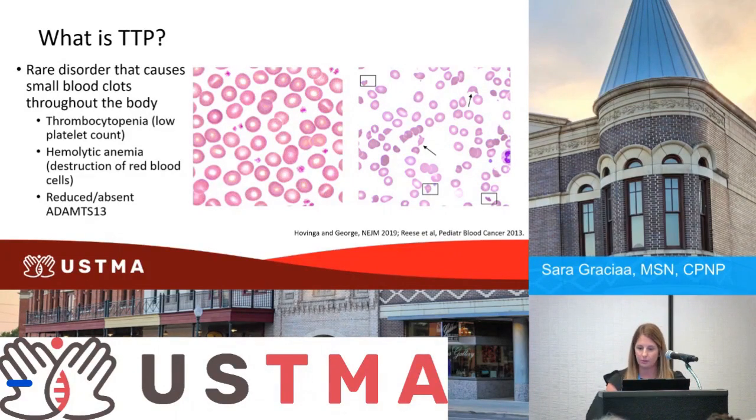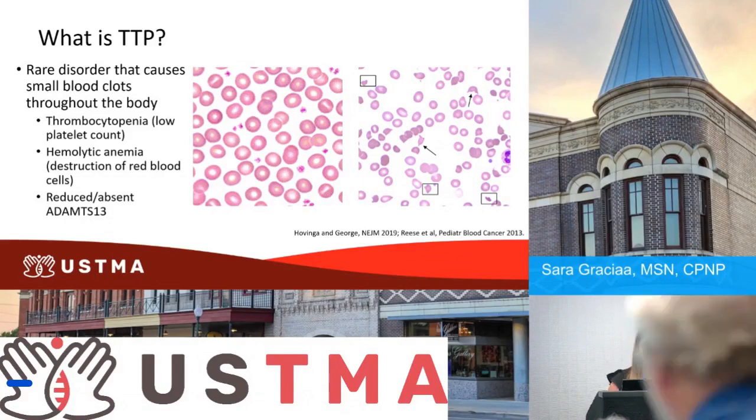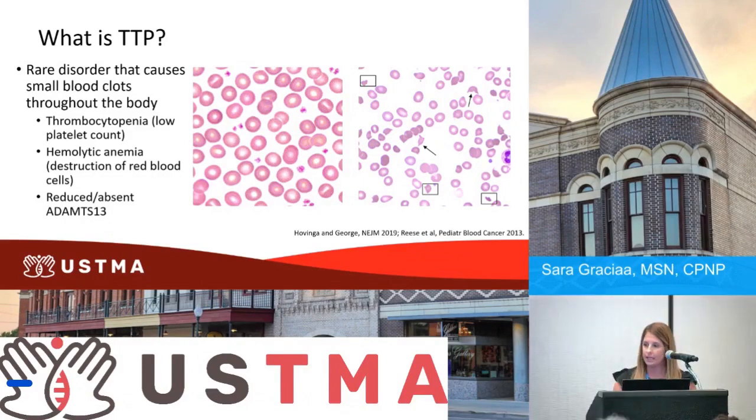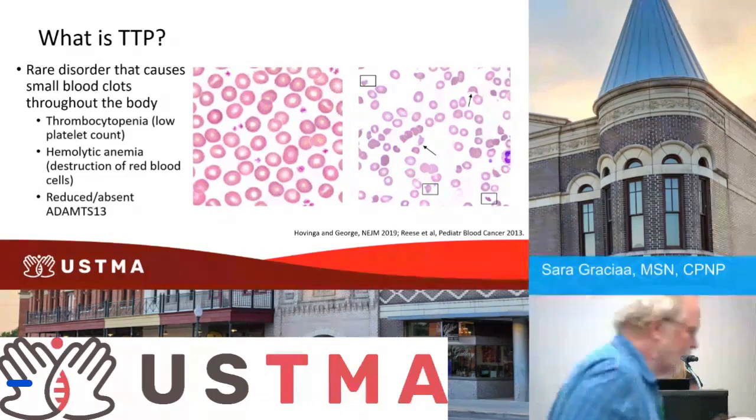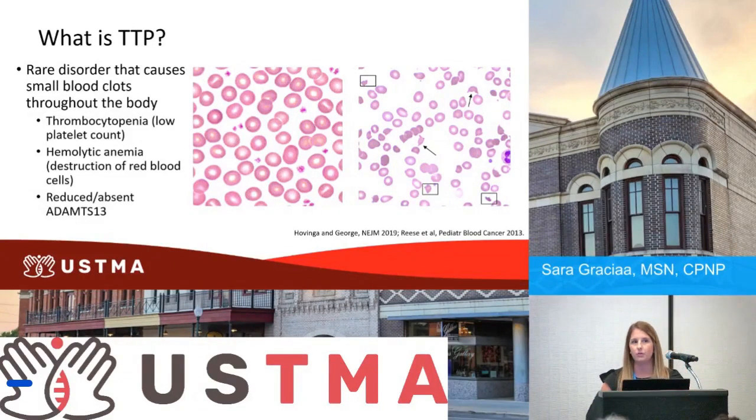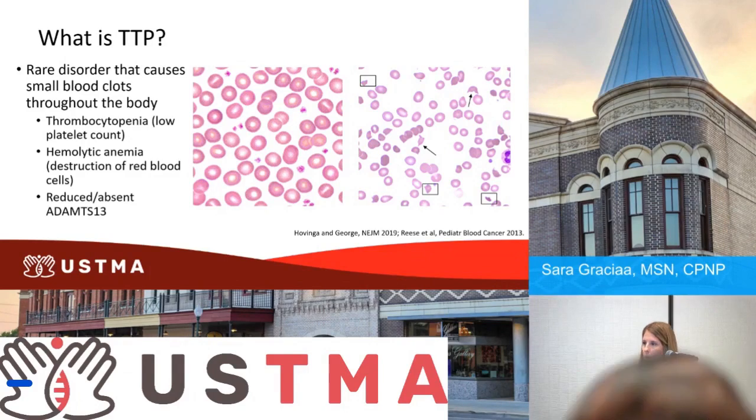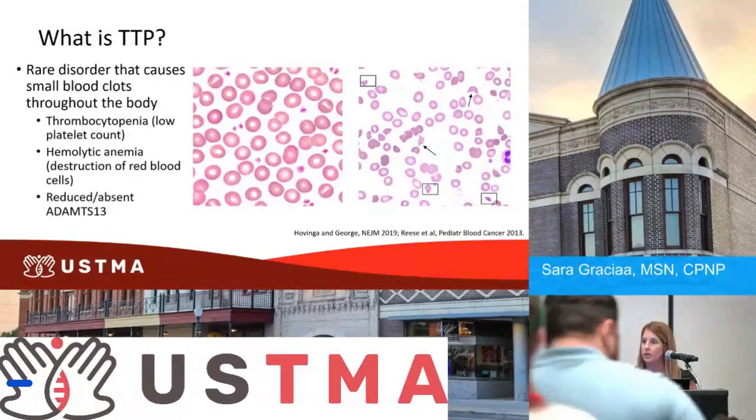So here we have an image of blood under a microscope. On the left, you can see a normal blood smear. You have red blood cells, which are nice and round. You have the platelets, the purple clumps that you see there. On the right, this is a blood smear taken from a patient with TTP. You can see that there are far fewer platelets, if not any. The red blood cells are also fewer in number, and the shape of the red blood cells looks different. If you look at the red cells marked by the arrow and the squares, they look fragmented or injured.